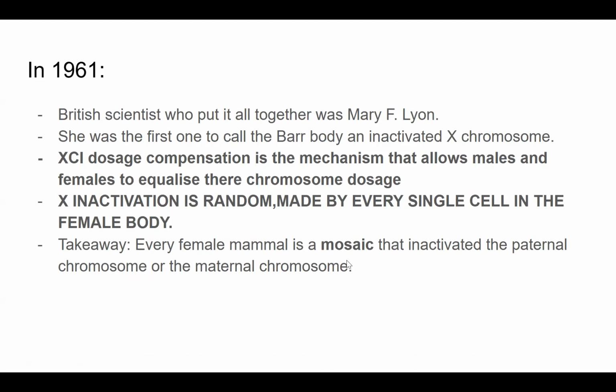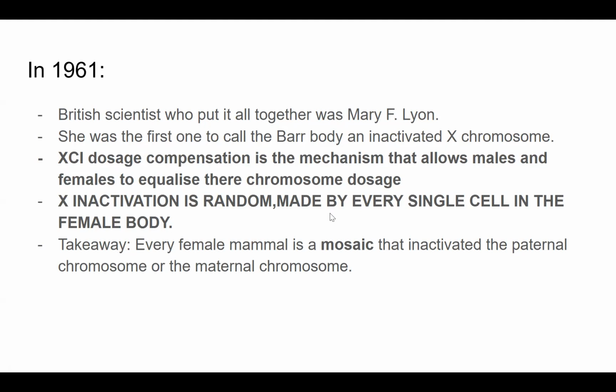And then in 1961, the British scientist who put it all together was Mary F. Lyon, and she was the first one to call the Barr body an inactivated X chromosome. She was also the one who said that XCI was a dosage compensation, the mechanism that allows females and males to equalize chromosome dosage.